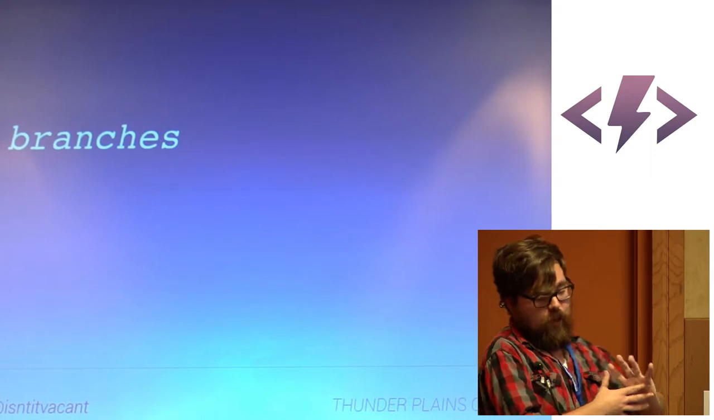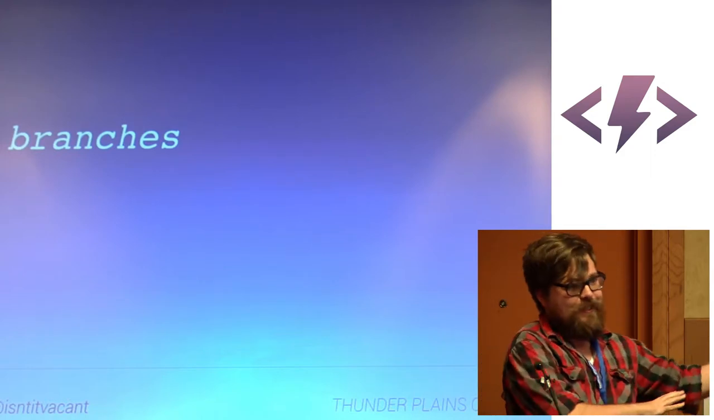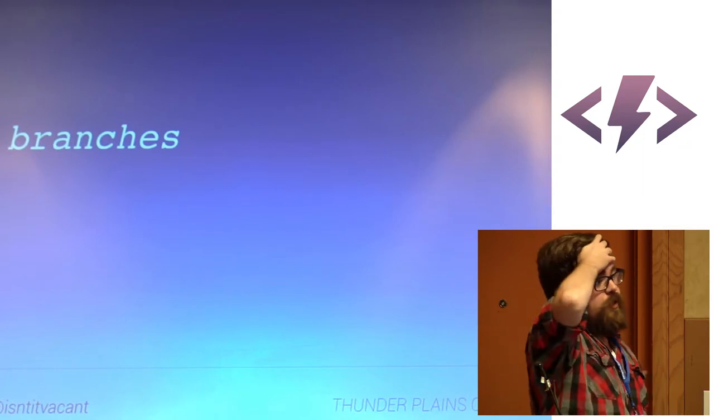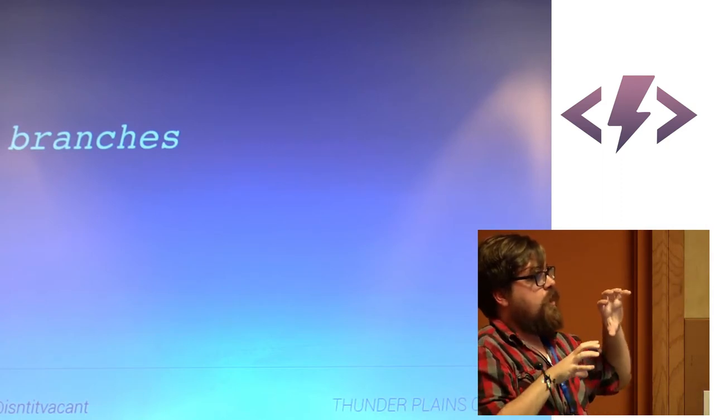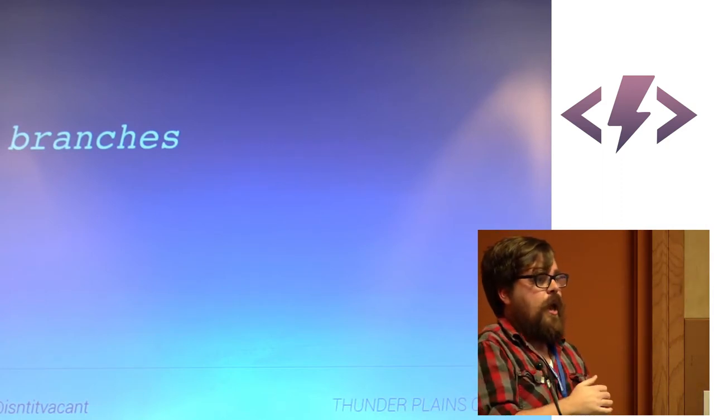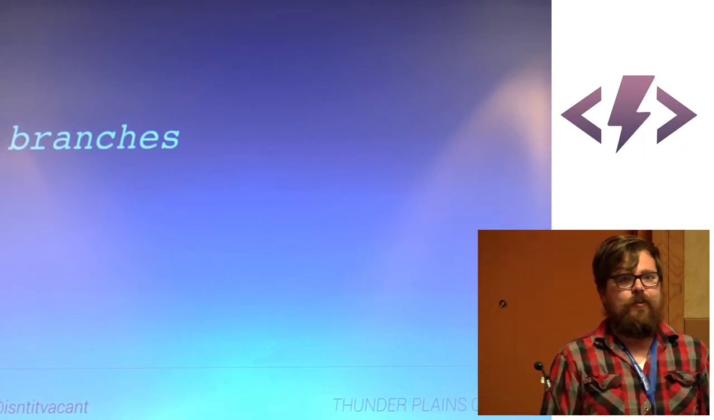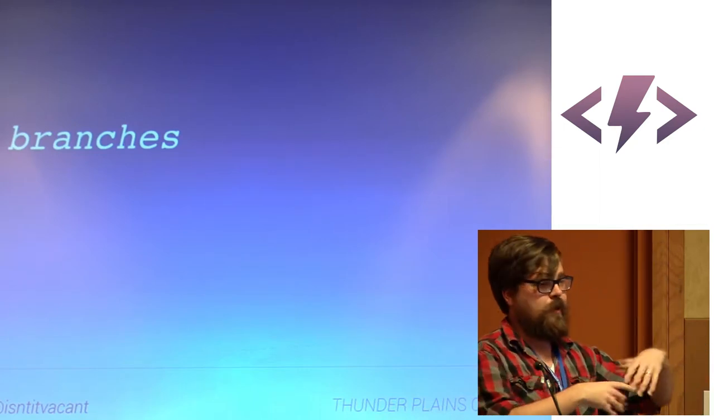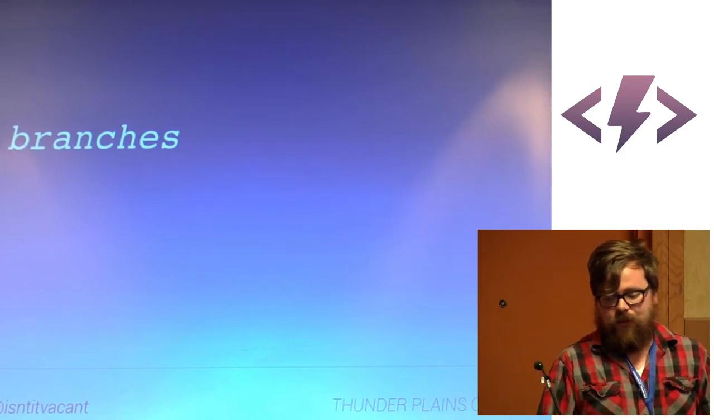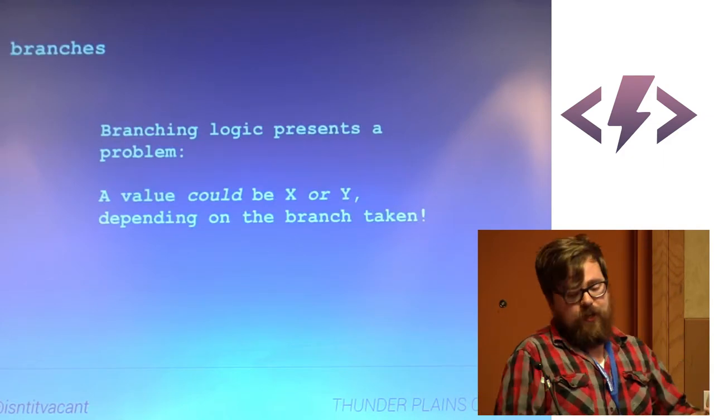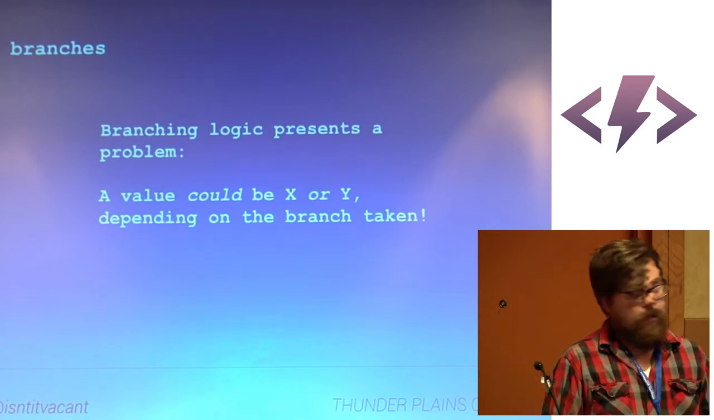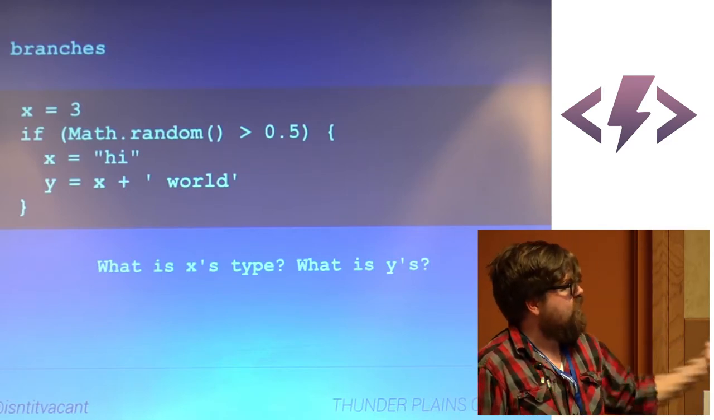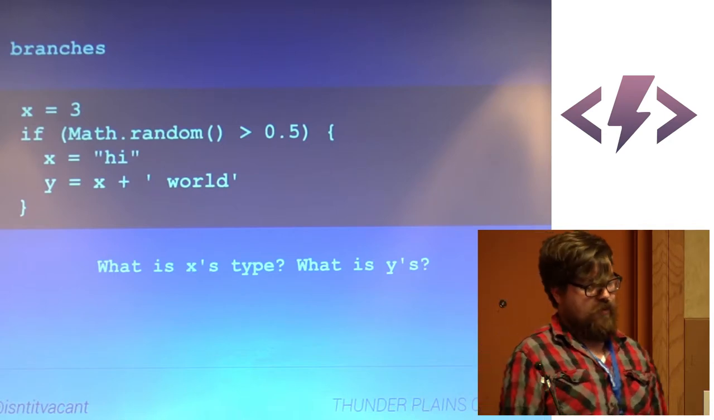But since we're tracking values, we run into one sort of arch problem, which is branches. Branches are really fun, and they cause me a lot of consternation, because what we're actually doing when we're running these control flow graphs is executing every branch simultaneously and tracking the results. So we've got a runtime that does everything, that doesn't pay attention to actual test results, like the test result of an if case. A value could be X or Y depending on the branch taken. How do we represent this? What's X's type? What's Y's type? It depends on when you ask in the program. X is sometimes a number, sometimes a string. Y is sometimes undefined, and sometimes a string.